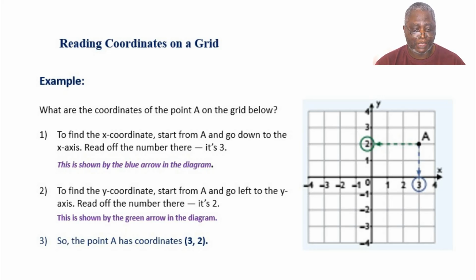This is shown by the blue arrow in the diagram. To find the y coordinate, start from A and go left to the y-axis. Read off the number there, it's 2. This is shown by the green arrow on the diagram. So the point A has coordinates 3 by 2.